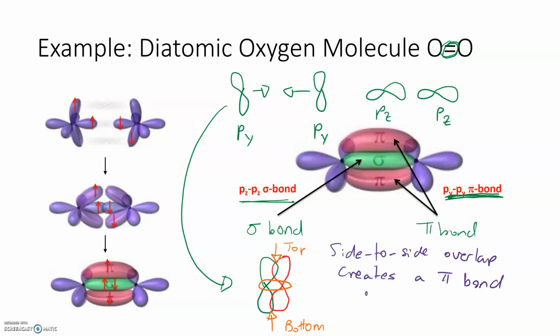And what characterizes a pi bond is that they're not cylindrically symmetrical, and they're both above and below the bond axis. Okay, so that's what characterizes a pi bond. And we get pi bonds when we introduce a double bond.